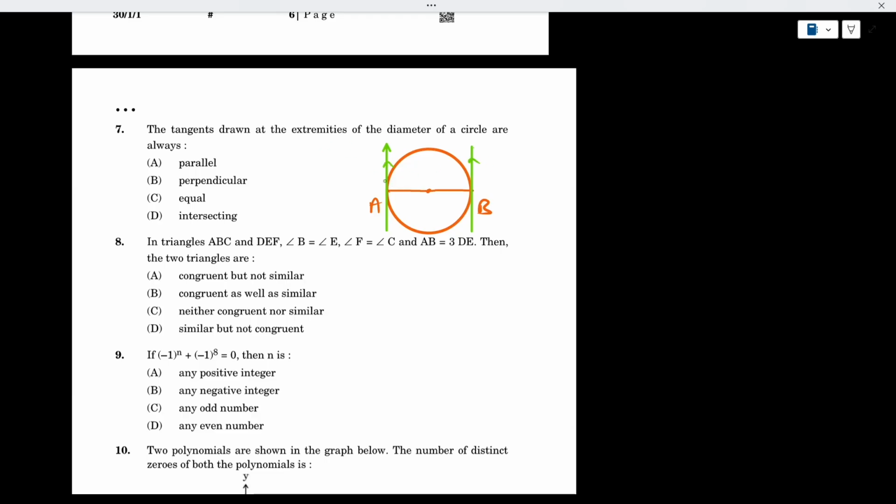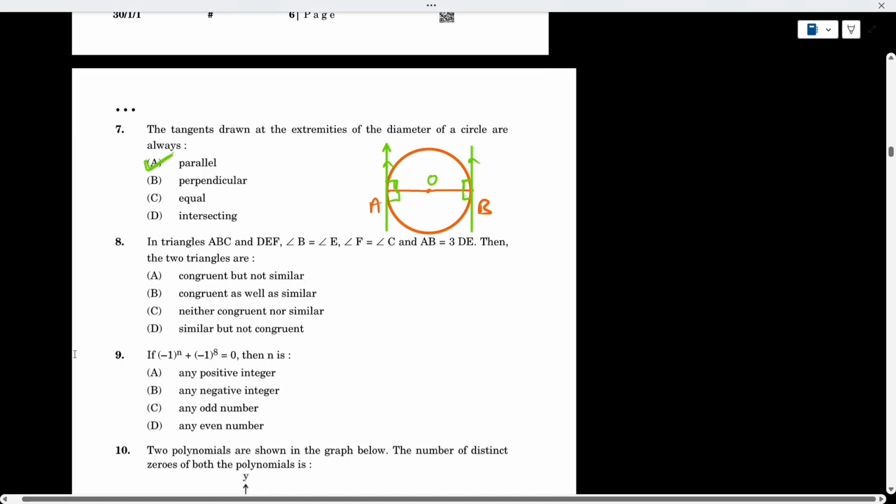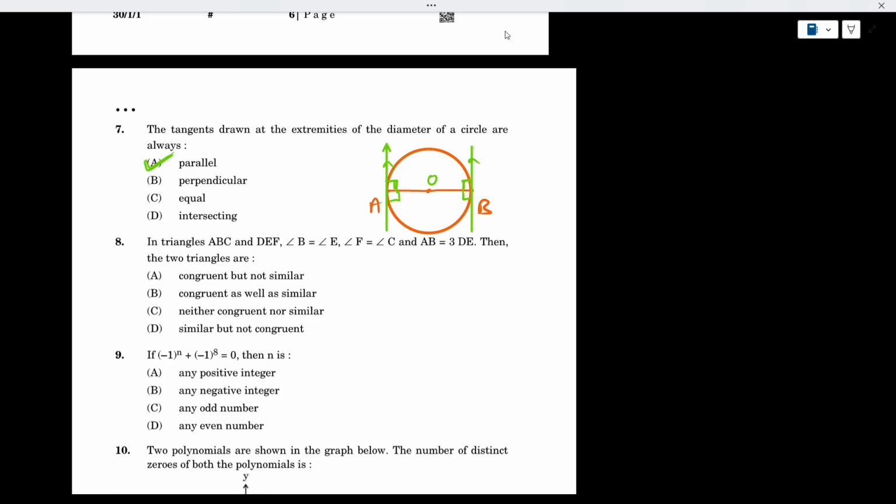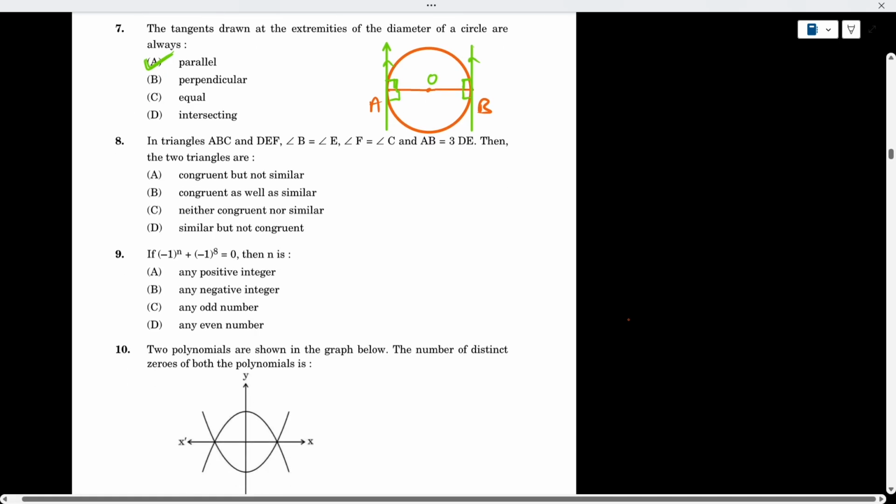Why are they going to be parallel? Because a tangent is perpendicular to the radius. This is also a radius. Then co-interior angles are supplementary, or alternate interior angles, each of them are 90 degrees. So if that is true, you know that they will be parallel. So your option number A is the right option for question number 7. Now this is from the circle chapter. Let us go for the next question, which is from triangles.